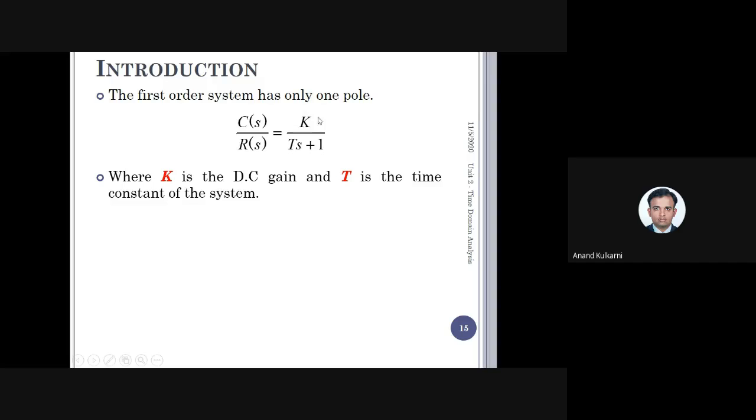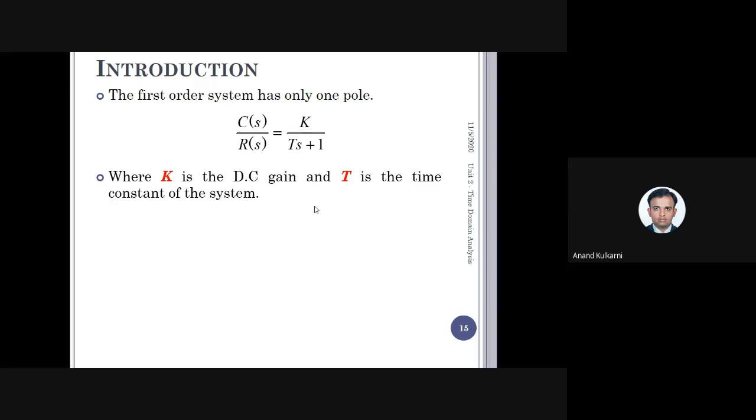If it looks like this, K divided by Ts plus 1. K means it is one constant which appears in the numerator, and T is along with S. It will always appear along with S, and this T is the time constant. The notation may be different. Instead of K, I will say it as L or M. Whereas T is time, or sometimes it is referred to as tau also.